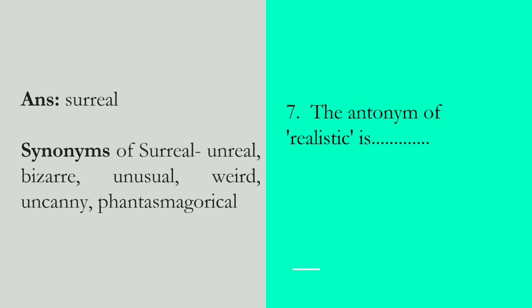The antonym of the word realistic is from the passage. You have to find out. There is a word called surreal in the passage, which can be used as opposite to realistic. Actually, opposite of real is unreal, but the closest thing that you can find in the passage is in the third line of the first paragraph in your textbook: "Behind them appear perhaps the most pristine and surreal landscape." So surreal is the antonym of the word realistic. The meaning of the word surreal is unreal, bizarre, unusual, weird, uncanny, phantasmagorical, etc. These can be used as the synonyms for surreal.